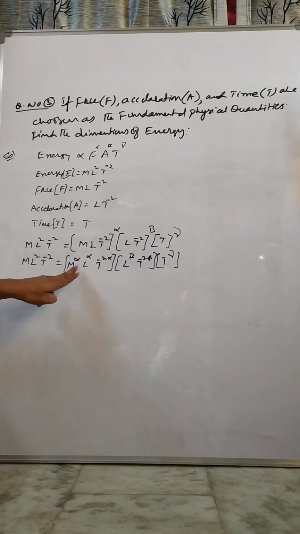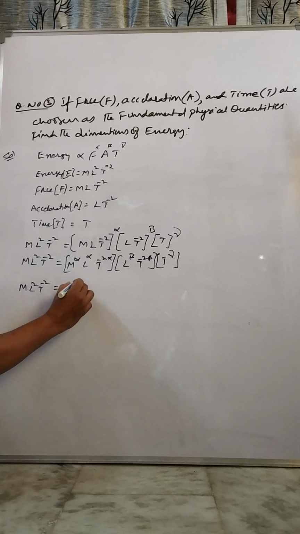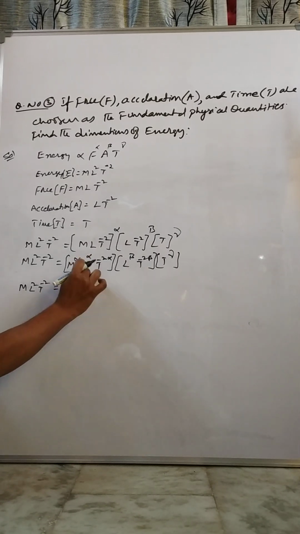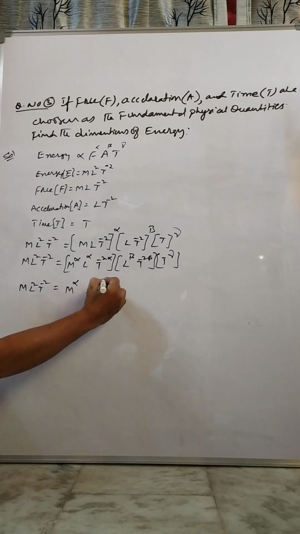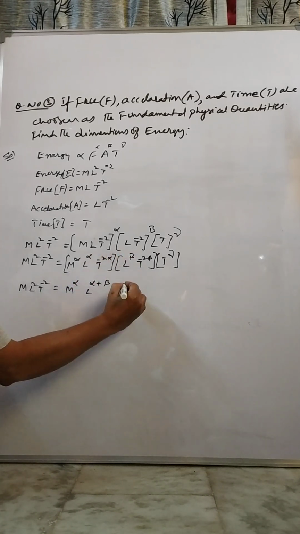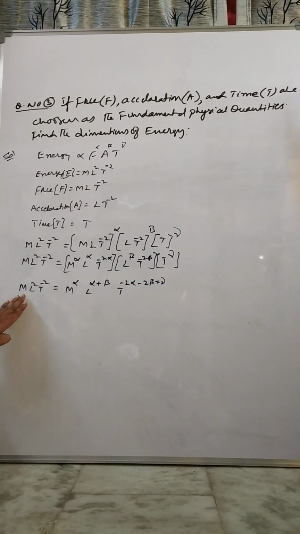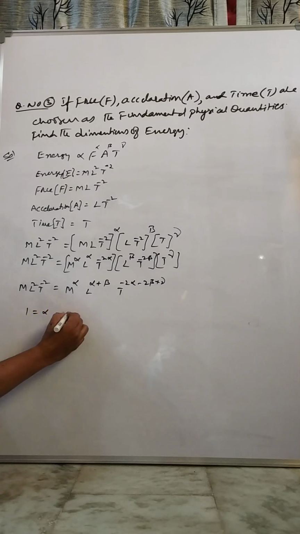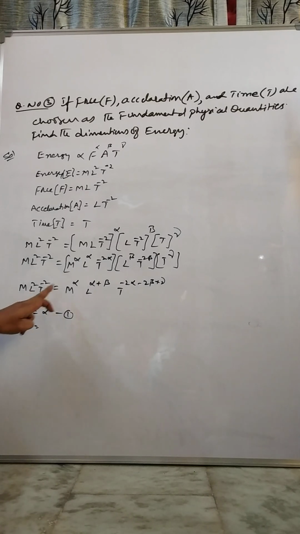So equating powers on both sides, M L square T power minus 2 is equal to M power alpha, L power alpha here, L power beta is there, that's why the L's are the same, powers are added. So alpha plus beta into T power minus 2 alpha minus 2 beta plus gamma. Now equating powers of mass, length, time on both sides. What is given? There is no power on M, that means 1 is there. So 1 is equal to alpha. This is equation 1.